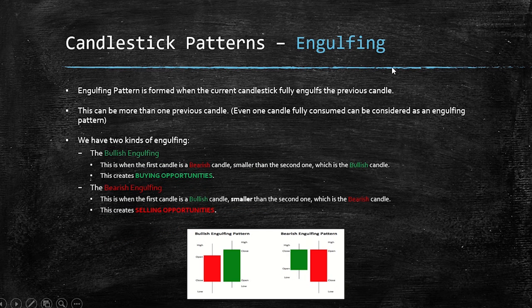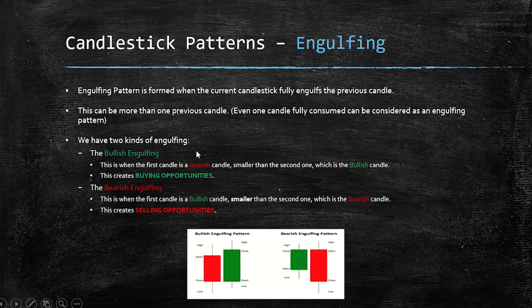Right now we're going to talk about engulfing. An engulfing pattern is formed when the current candlestick fully engulfs the previous candle. This can be more than one previous candle. Even one candle fully consumed can be considered an engulfing pattern. It doesn't matter how many candles it has engulfed. The minute it engulfs the previous one, that's when you can confirm it as an engulfing candlestick.